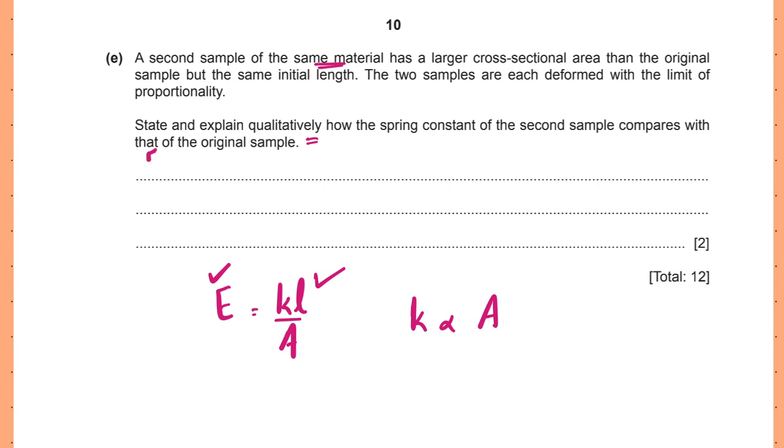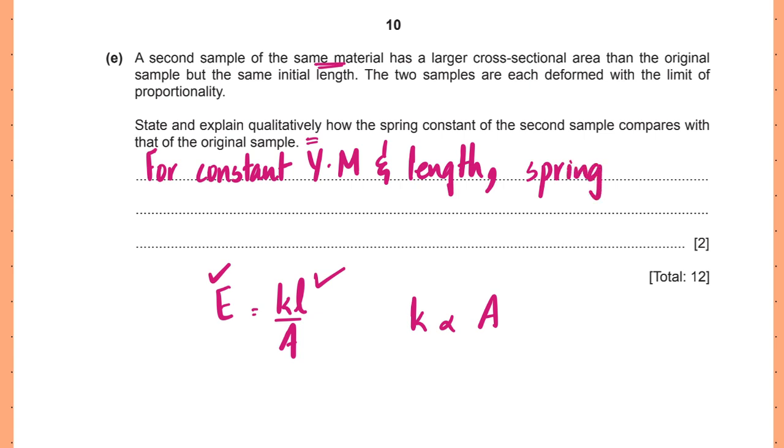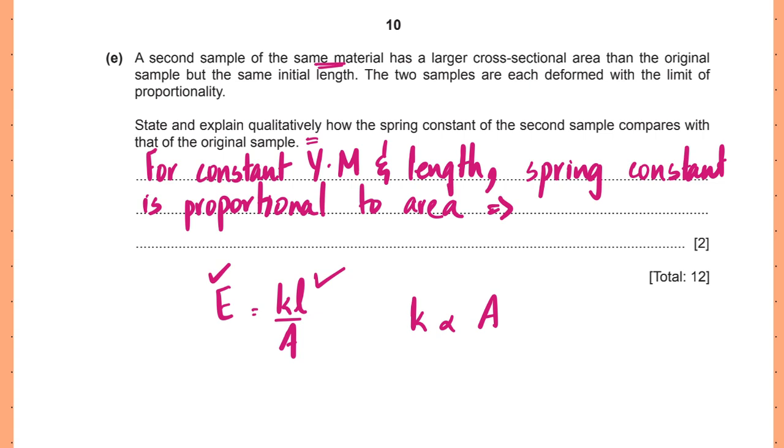So you say that for constant Young modulus and length, so you're talking about the proportions analysis that you did here, spring constant is proportional to area. So you'll say hence the second sample has a greater or a larger spring constant.